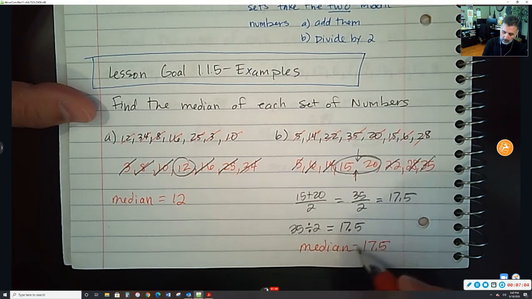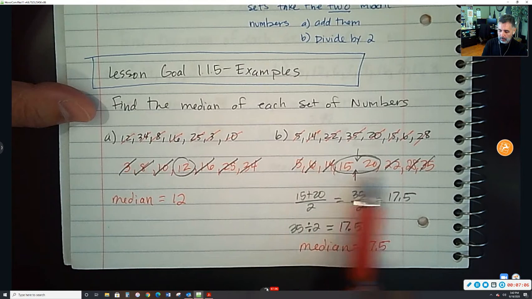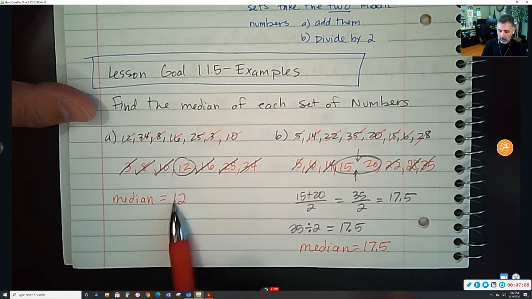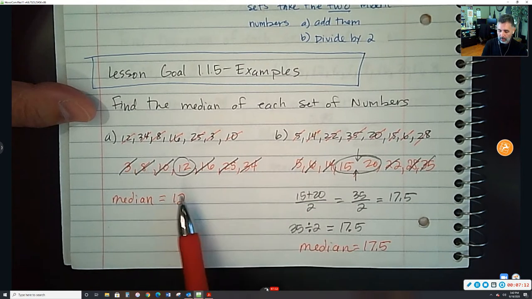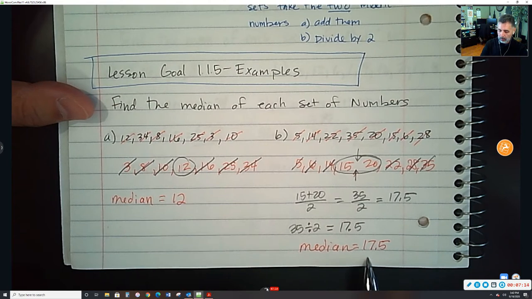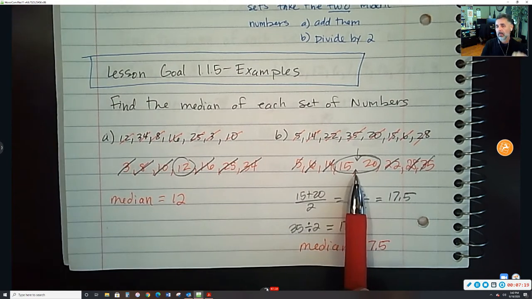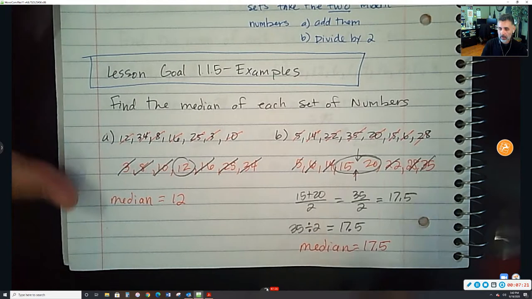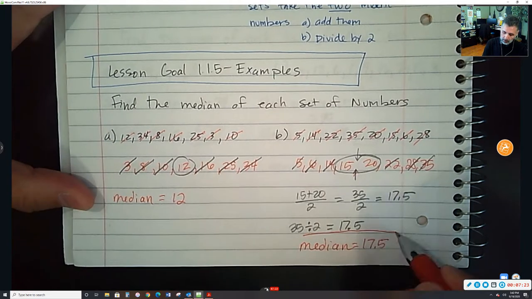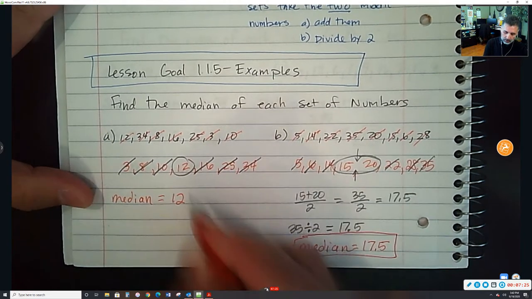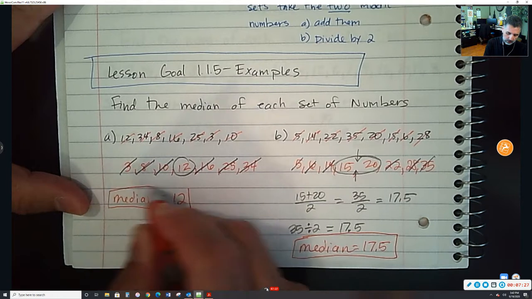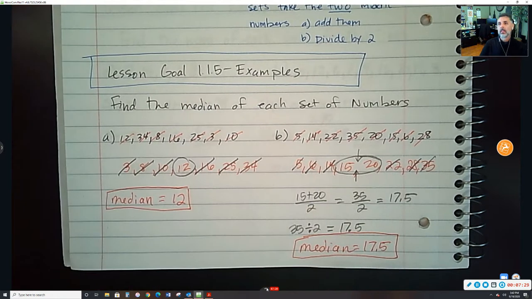And then again, notice it's not a number that's in our set, so the median doesn't necessarily need to be one of the numbers in the original set like it was here. The median number is just the number that's right in the middle, or that would be in the middle. Okay, and that is it for these notes. So again, pause them, finish copying them, and if you need to watch it again, watch it again.